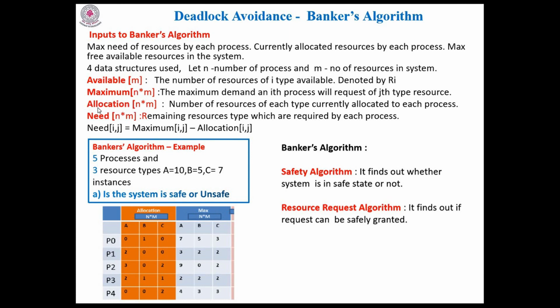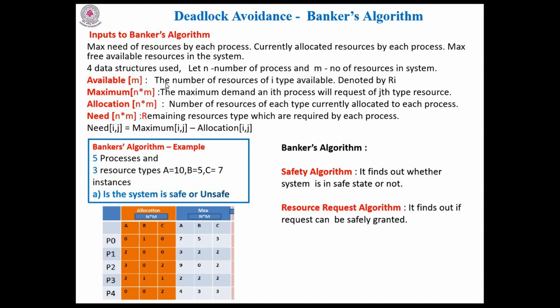Suppose I have allocated 500 rupees, then how much does he still need? 200 rupees. As per his request, 700 is required. With me 1000 rupees was available. So once I allocated 500 rupees, then how much amount is available with me? 500 only. And then he still needs 200 rupees, that I will allocate later on. This is the easy way to remember available, maximum, allocation, need.